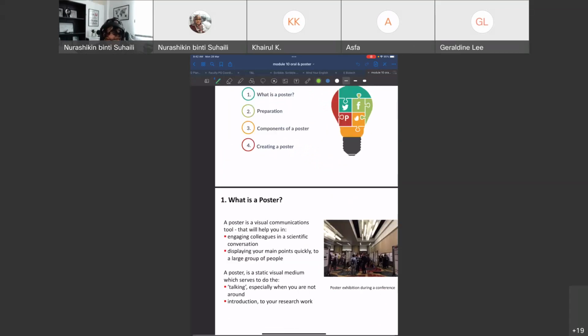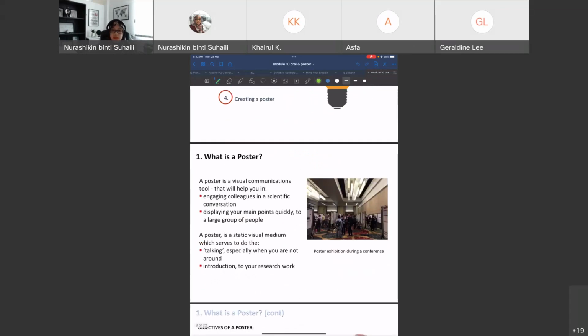First things first, what is a poster? In general, a poster is visual communication. It is a piece of paper in a size of A1 or A0. That's the normal size for a poster. And where do you see the poster? In academia, normally we have special events for displaying research posters.